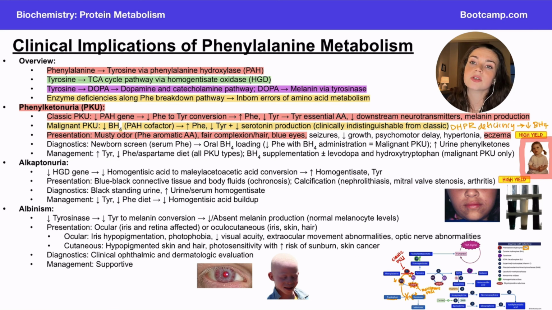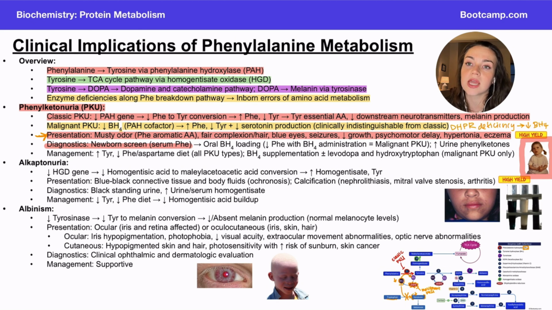And then some other clinical sequelae of the buildup of that phenylalanine and the decrease of the downstream neurotransmitters include seizures, decreased growth, psychomotor delay, and hypertonia. Like I said, that will be the clinical presentation for patients both with classic and malignant PKU. So how do you tell them apart? The first thing you're going to do, just to know if you're dealing with any category of PKU, is you're going to do a newborn screen. So a newborn PKU screen, they'll do a heel stick. They'll get a blood sample, and in the blood sample, they will see elevated serum phenylalanine.